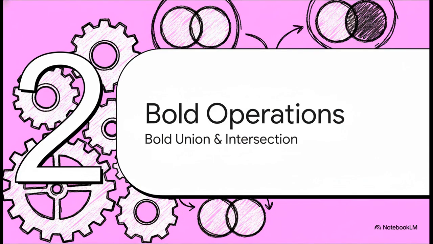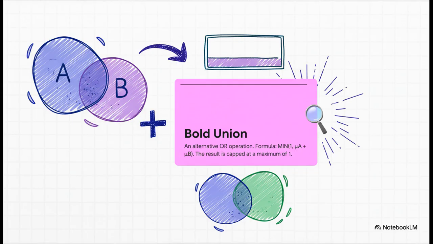Good, because now that we have that foundation, we're going to explore a couple of alternative operations that really show off the unique power and flexibility of fuzzy logic: bold union and bold intersection. Now, bold union is another way to do an OR operation, but it's a bit more aggressive. What you do is add the two membership values together. But, and this is key, since a membership value can never be more than 1, the result gets capped at 1. This method really gives more weight when both values are pretty significant.